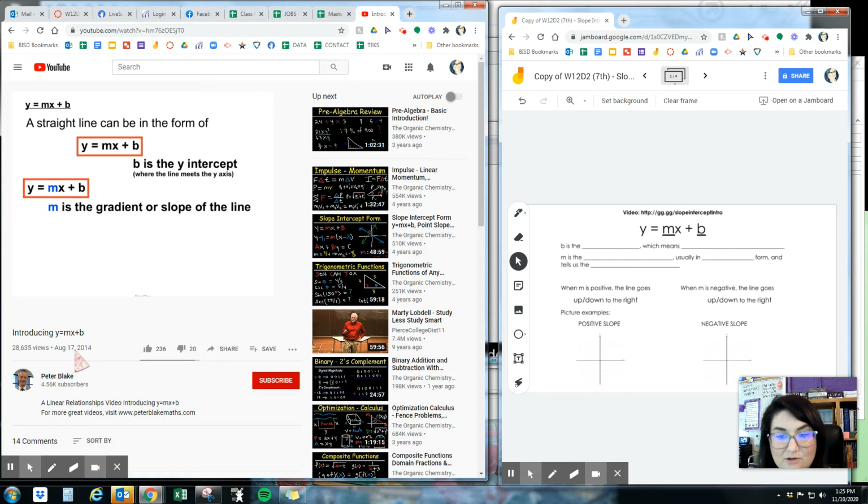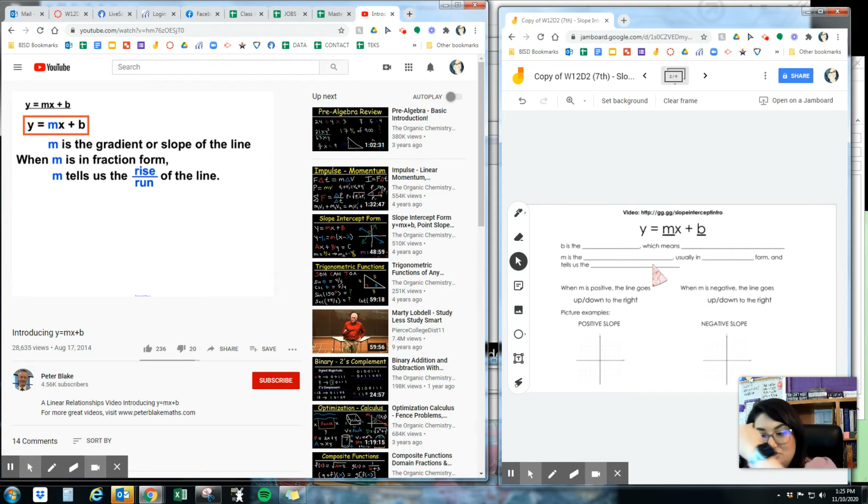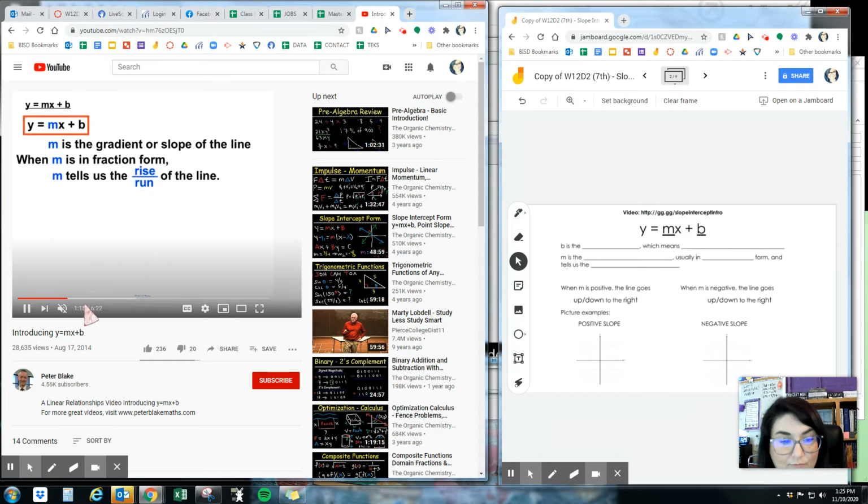M is the gradient or the slope of the line. It's usually in fraction form. And it tells us the rise over run. How much it's changing this way and how much it's changing this way. Rise is up or down, and run is how the data is moving over. Now, when M is positive, the line is going to go up to the right. And so as a picture example, it would be something like this.